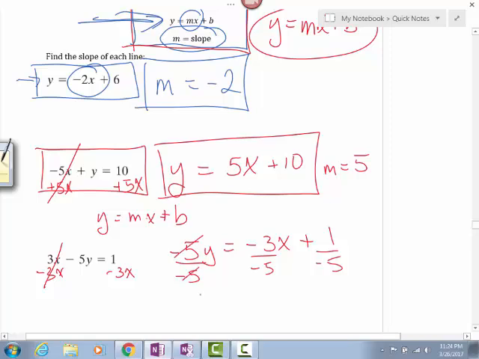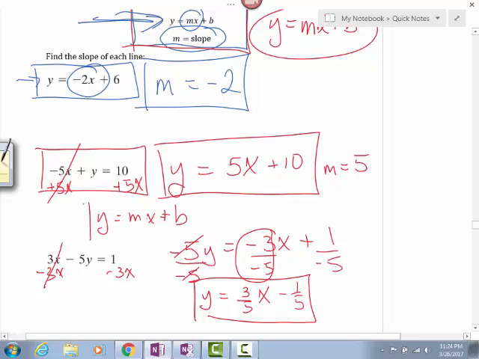So these here will cancel. Now, if I look at this part here, a negative divided by a negative is a positive. So that's 3 over 5x. A positive divided by a negative is a negative, and I can't reduce that, so that'll just be negative 1 over 5. And so since my equation here is now in my form y equals mx plus b, I can say that my m is 3 over 5. All right, let's try the next one.